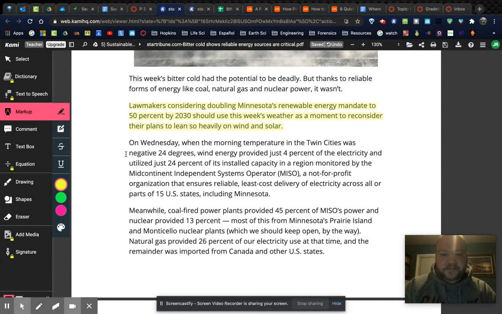On Wednesday, when the morning temperature in the Twin Cities was negative 24 degrees, wind energy provided just 4% of the electricity and utilized just 24% of its installed capacity in a region monitored by the Mid-Continent Independent Systems Operator, or MISO, a not-for-profit organization that ensures reliable, least-cost delivery of electricity across all or parts of 15 states, including Minnesota. So, specifically targeting here wind energy and a low percentage of its output and capacity.